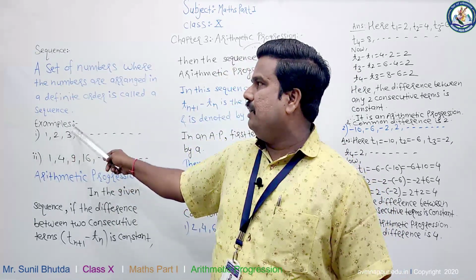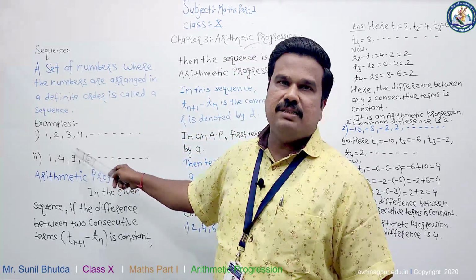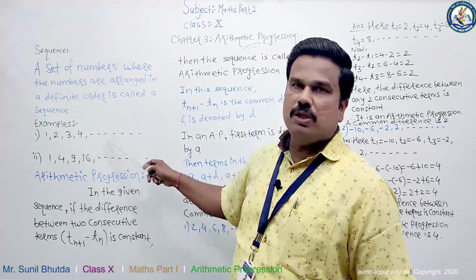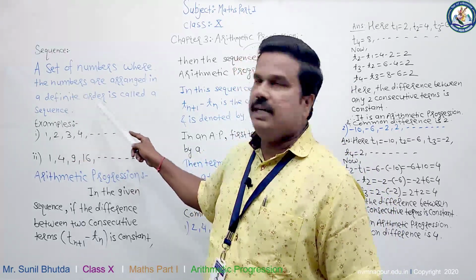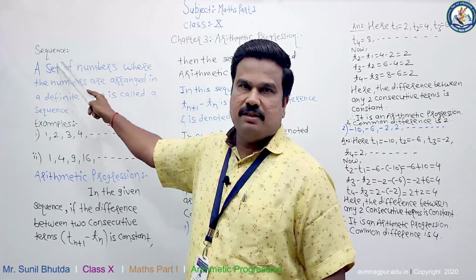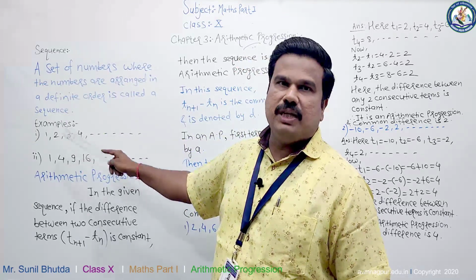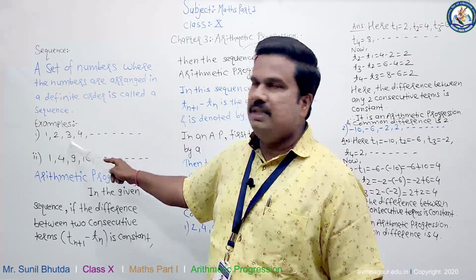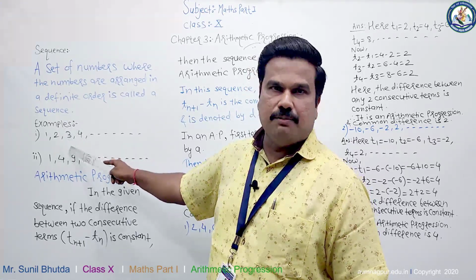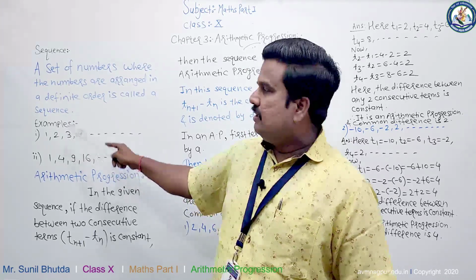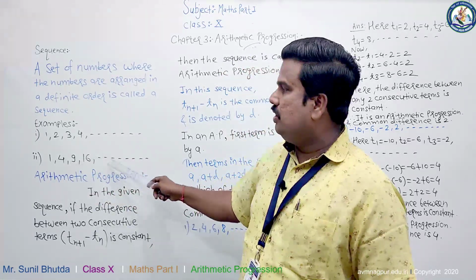I have taken one example to show what is a sequence. I have taken the set of natural numbers, that is 1, 2, 3, 4, dot, up to infinity. These numbers are already arranged in a definite order, therefore it is a sequence. If I ask you to find out the 11th term of this sequence, your answer will be what? The 11th term of this sequence is 11. What is the 15th term of this sequence? The 15th term of this sequence is 15.